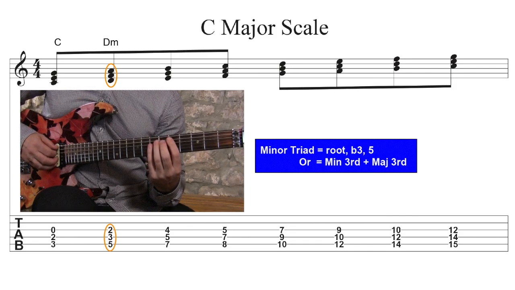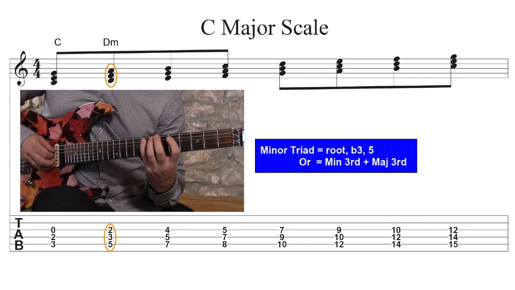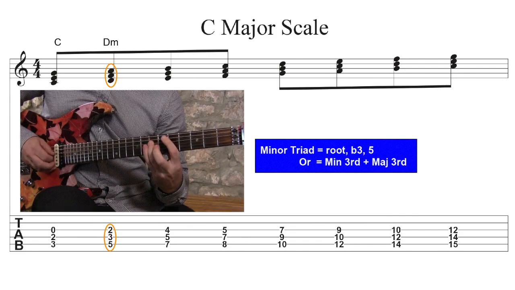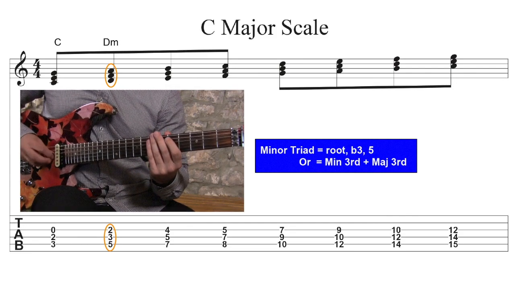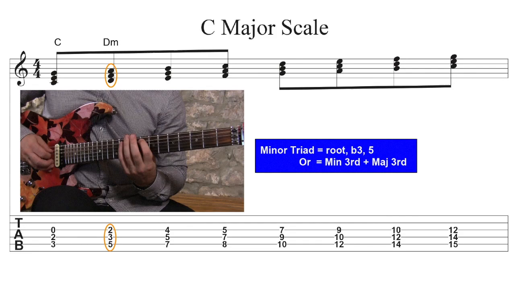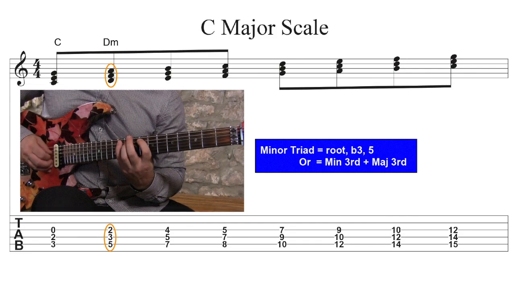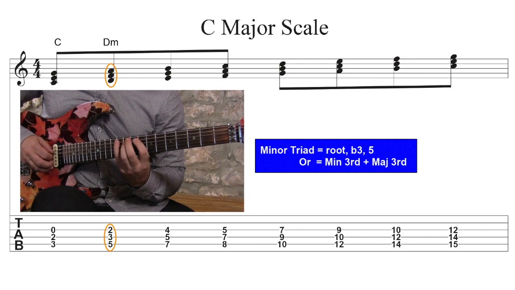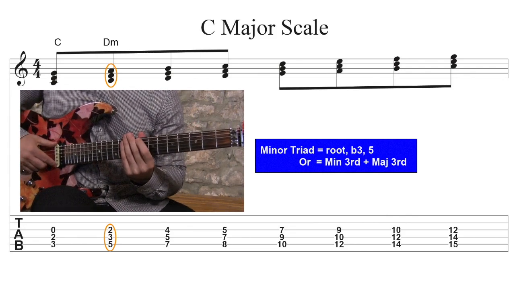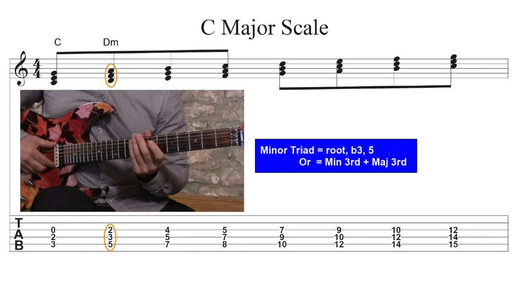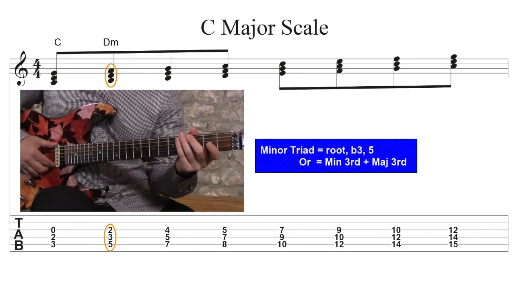Or we say in terms of the intervals, root, minor third, perfect fifth. And we can apply that definition to any minor triad, starting from any note. So if we started on F, took A flat, and then C, that's a minor third followed by a major third. That's another minor triad. That happens to be an F minor triad. So you get the point. You can apply that definition anywhere on the fretboard.